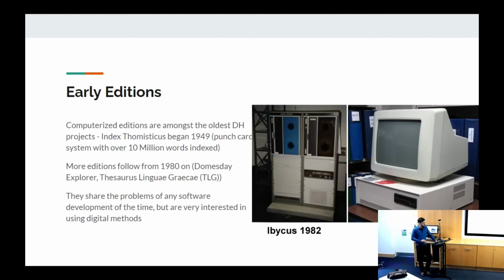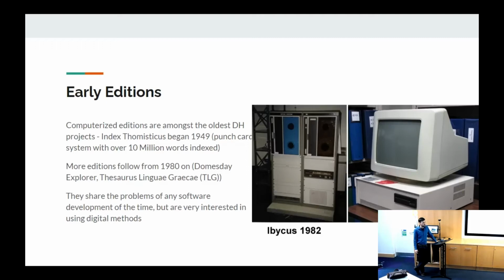And there are a lot of different problems they have. One, for example, is the market is fragmented. So what runs on one machine doesn't run on the other machine. There is no one standard system, and things change quite quickly. So if you start developing for one system, you don't know whether you will actually be able to sell that, especially with those edition projects that tend to take 10, 20 years.